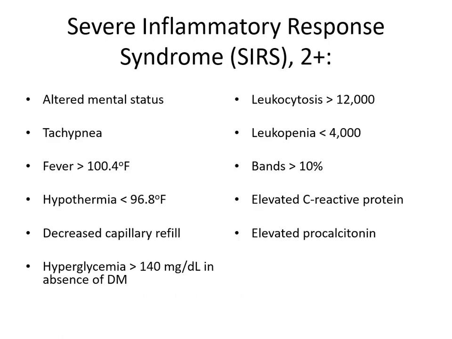We can identify SIRS clinically by the presence of two or more of the following symptoms: altered mental status, tachypnea, a fever greater than 100.4 degrees Fahrenheit, hypothermia with a temperature less than 96.8 degrees Fahrenheit, decreased capillary refill, hyperglycemia with a blood glucose greater than 140 in the absence of diabetes mellitus, leukocytosis, leukopenia, bandemia, an elevated C-reactive protein, and an elevated procalcitonin.